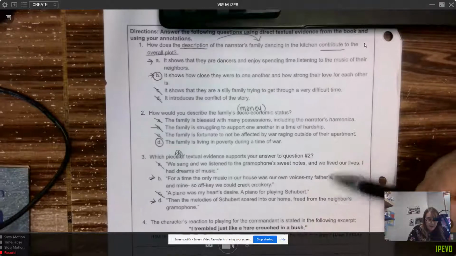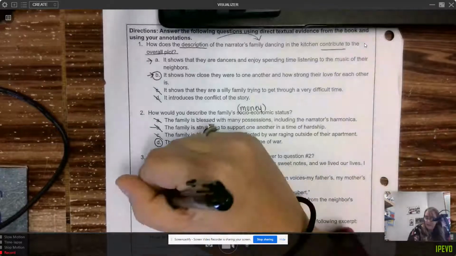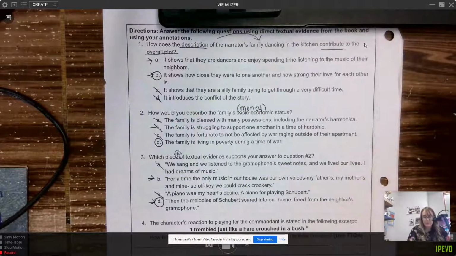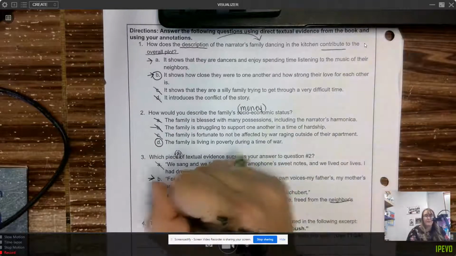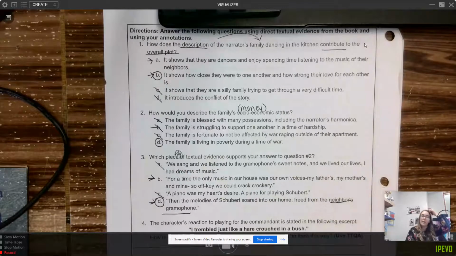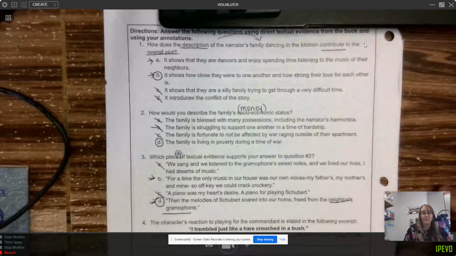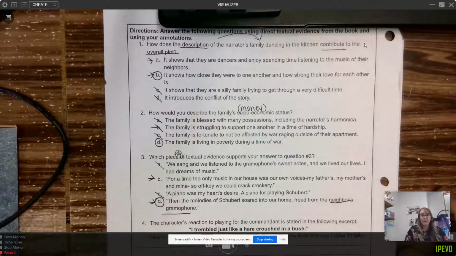So between these two, I think that D would be the correct answer because they have to use their neighbor's gramophone so that you know that they don't have one. So they have to open up their window and listen to something that their neighbors have and they don't have. So that's proving that they're living in a time of poverty during the war. All right, let's go on to 4.